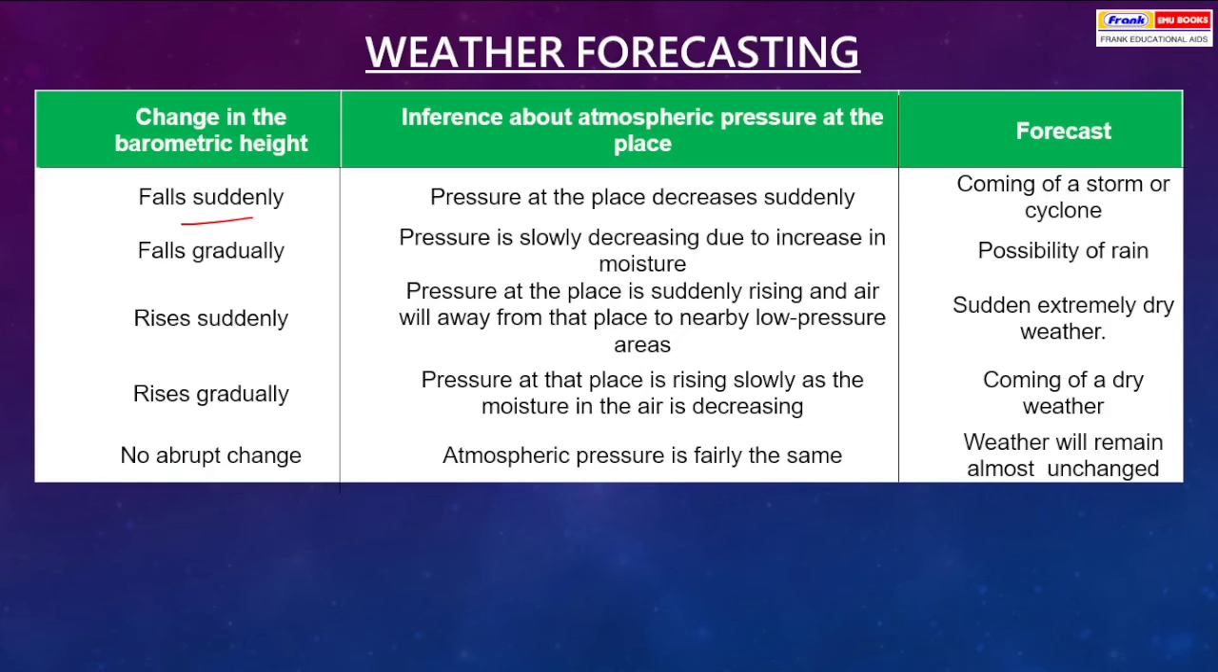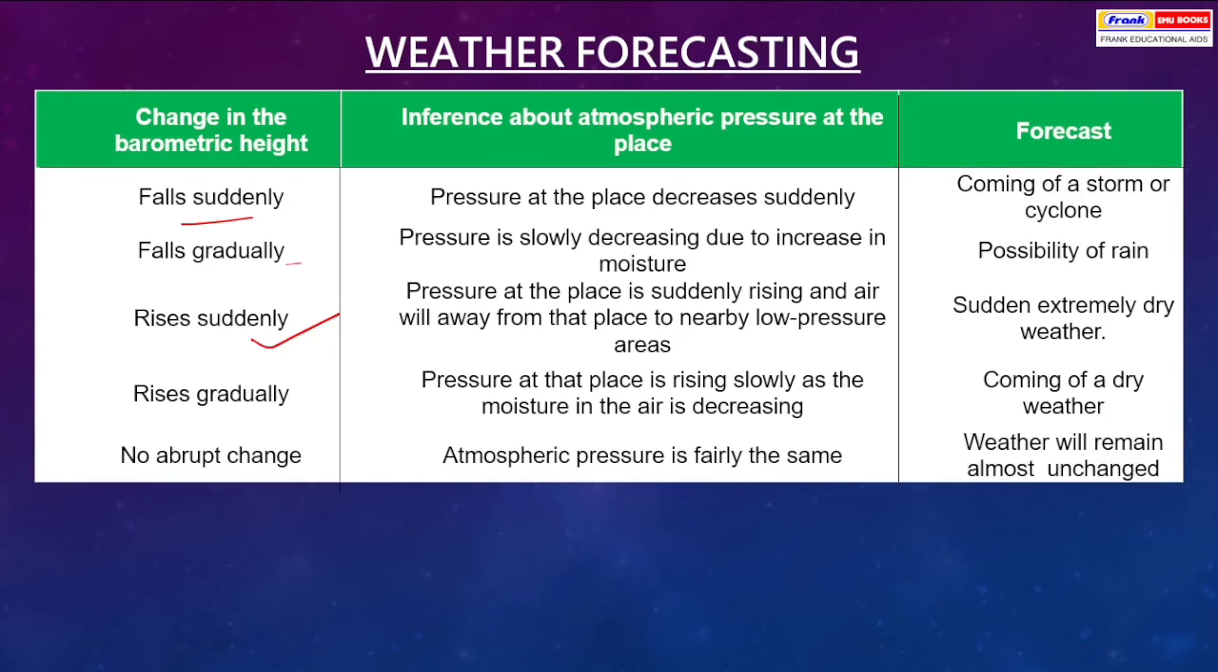If the barometric height falls gradually, pressure is slowly decreasing due to increase in moisture, that is basically the possibility of rain. If the barometric height rises suddenly, pressure at the place is suddenly rising and air will move away from that place to a nearby low pressure area. That means upcoming weather is going to be extremely dry.